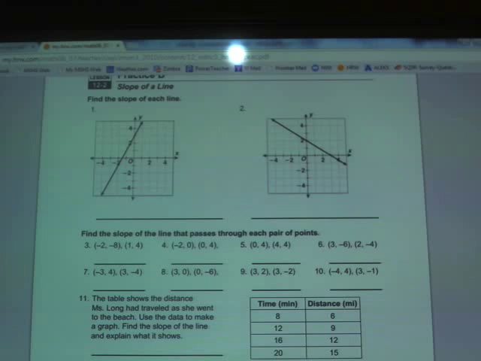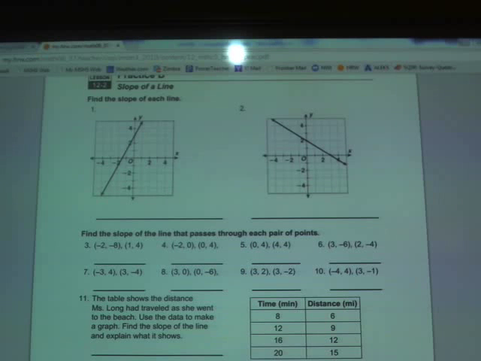This is the homework helper for Chapter 12, Section 2 in the 8th grade workbook, Slope of a Line. In questions 1 and 2, they're asking me to find the slope of the line. The approach you're going to use in 1 and 2 is similar, so I'm going to do question 2 with you, and you can use the same ideas to help you answer question number 1.